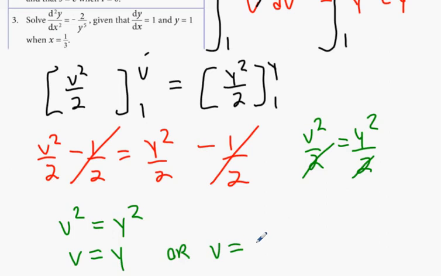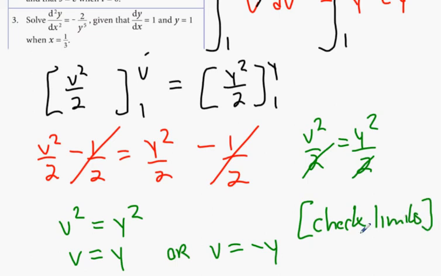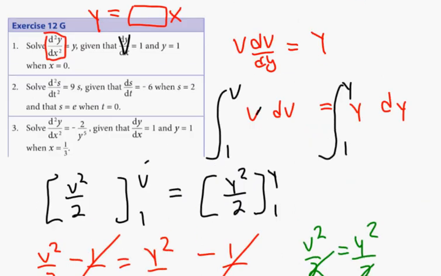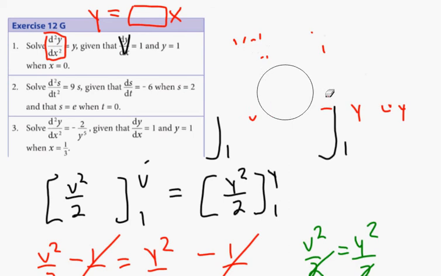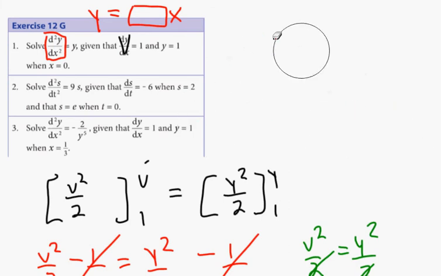minus y. Now, you're going to see in your solutions it says it can't be minus. Why can it not be minus? When you get a situation like this, you check your limits. What I mean by your limits is this. We have two options, don't we? The two options are phi equals y or phi equals minus y.